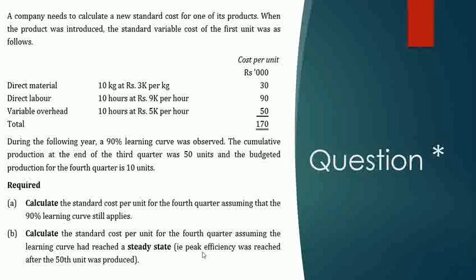So here they are saying peak efficiency was reached after the fifth unit was produced. Peak efficiency was reached after the fifth unit was produced. So here they are saying after the 50th unit they are coming to a steady state, which means their maximum efficiency or the peak efficiency they are achieving at 50th unit.